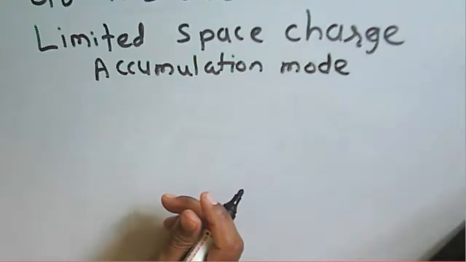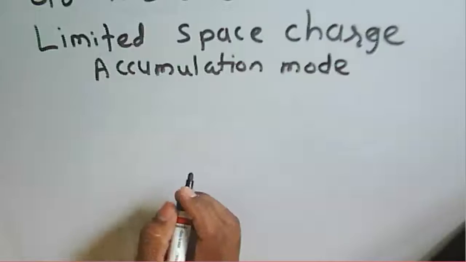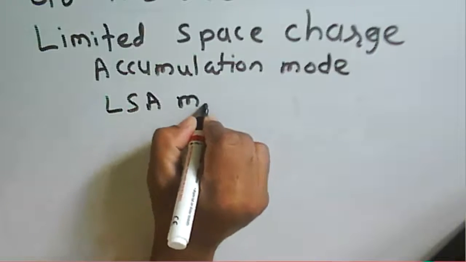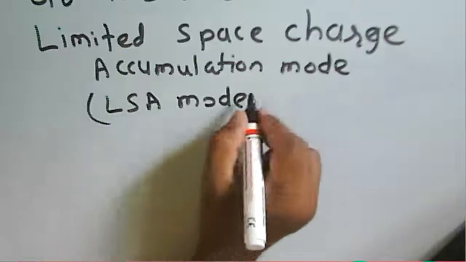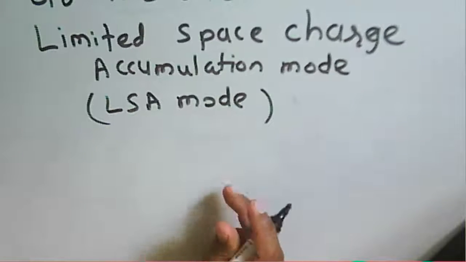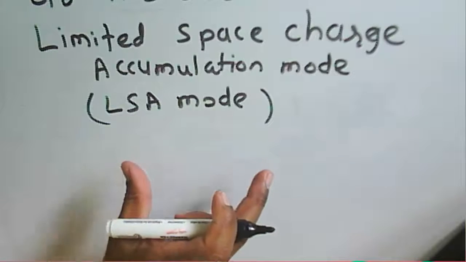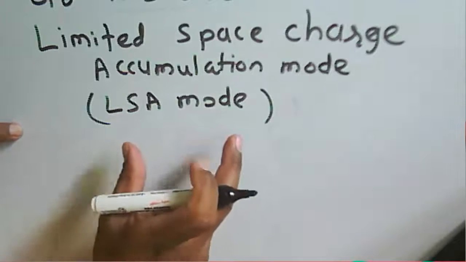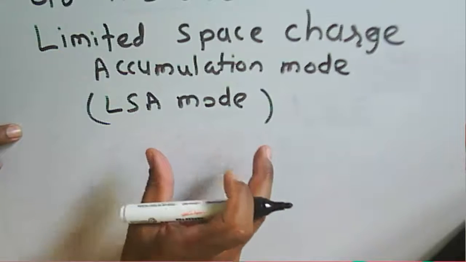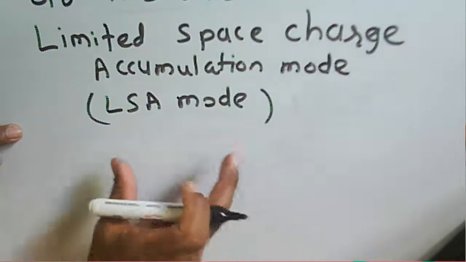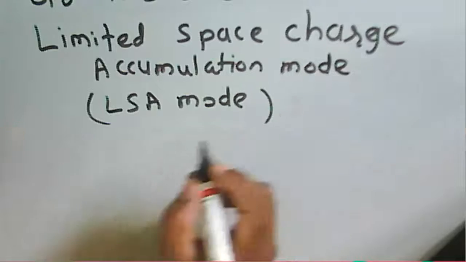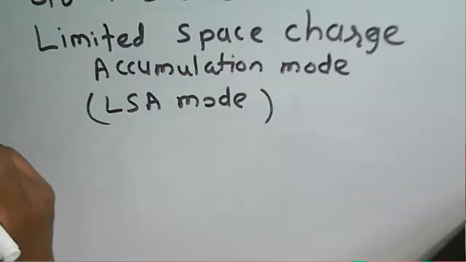Okay, now this one is about limited space charge accumulation, or the LSA mode. When a Gunn diode is exhibiting in an LSA mode, it is called an LSA diode. So what do we mean by this LSA mode?